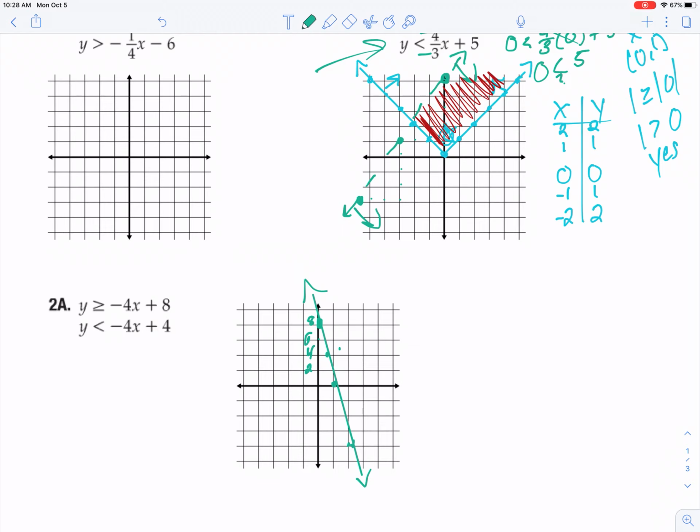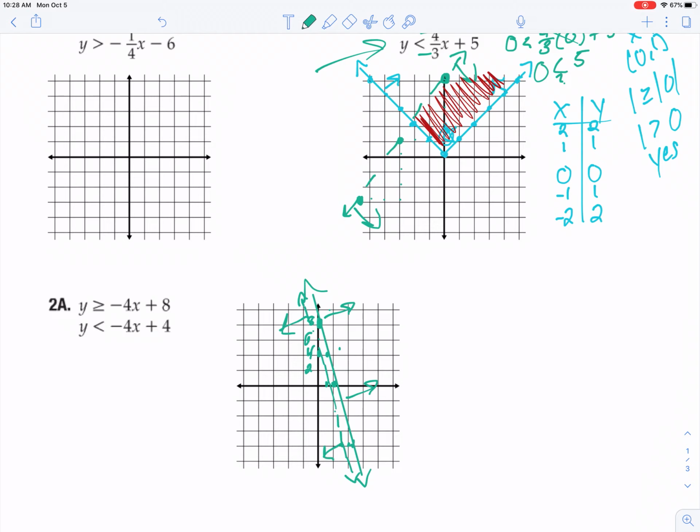Okay. Down 4 over 1, down 4 over 1, down 4 over 1. Okay, and so this is a dashed line. I know I did that super quick. Just trust me on this. When you go to decide which way they shade, they're going to shade like this.